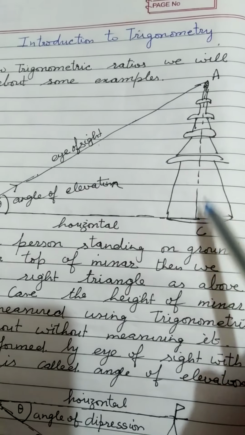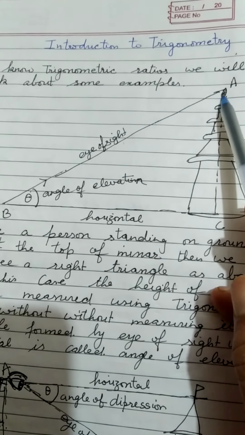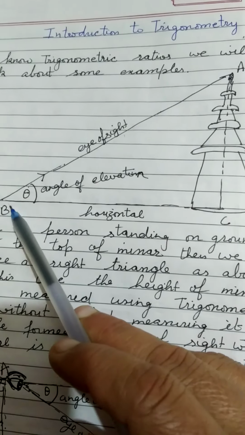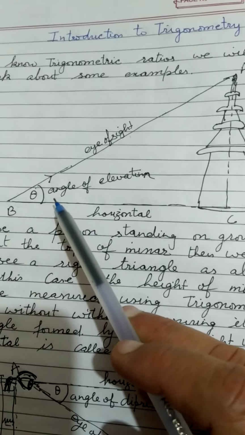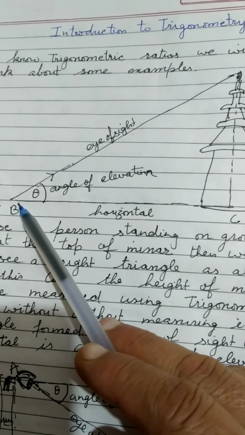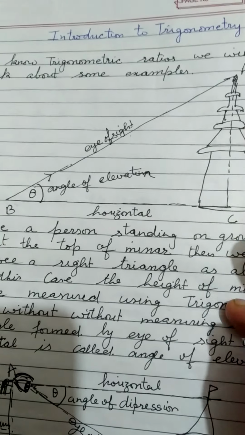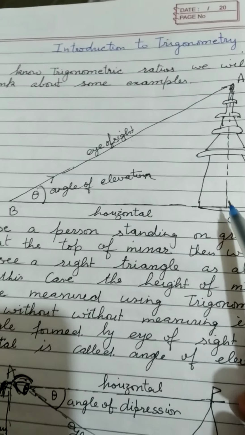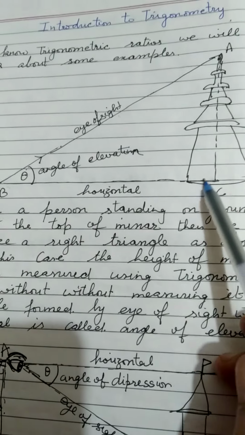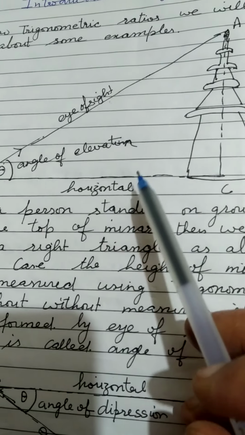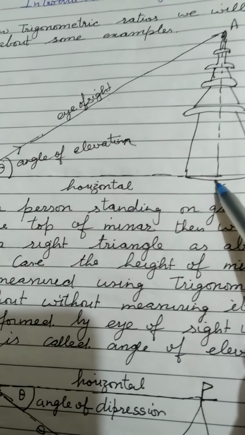Say here is a minar and a person is standing on the ground and looks towards the peak of the minar. Here is the peak of the minar. Then from the person to the peak of the minar, the line is called line of sight. And from the base of the minar to the person, the line is called horizontal. And this AC line is showing the height of the minar.